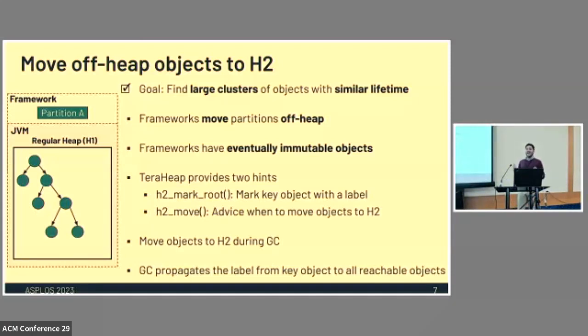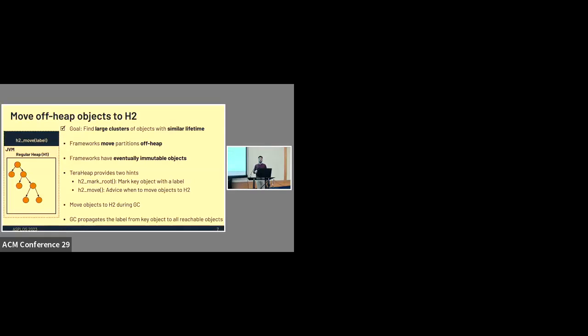These objects are created and updated in one computation step and then are read only in subsequent computation steps. So, to gain this knowledge from the framework, we provide frameworks two hints. The first hint enables frameworks to mark the key object which represents the partition using a label. And the second hint advises TeraHeap when it's the proper time to move the marked objects from the first heap to the second heap. After the advice hint, TeraHeap moves objects to the second heap during garbage collection and utilizes the garbage collection to propagate the label from the key object to all reachable objects.